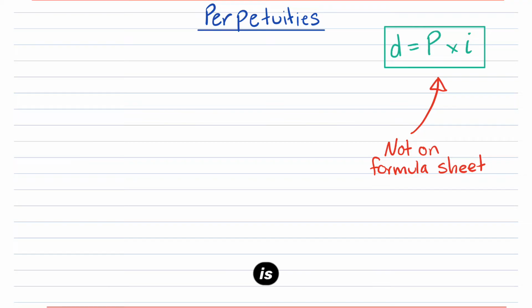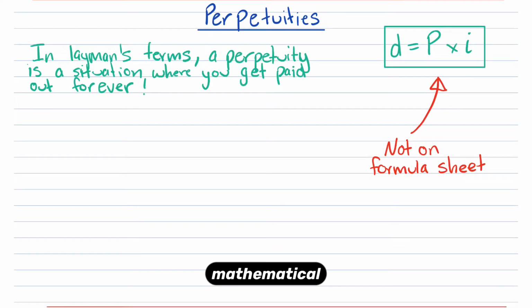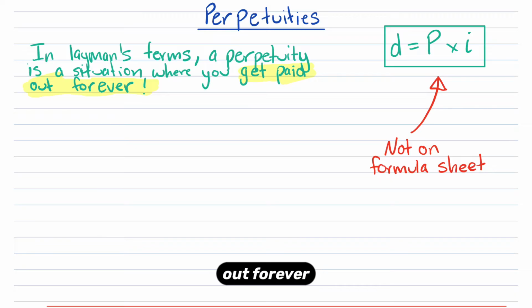actually is. Now, I could go and give you a really mathematical term, but I like to sometimes use layman's terms, as I think it's easier to explain things that way in a lot of situations. So in layman's terms, a perpetuity is a situation where you get paid out forever. You give someone a big lump sum of money and then you just get paid out forever.